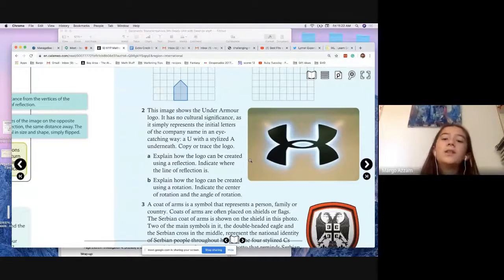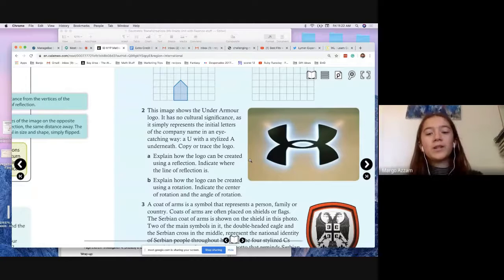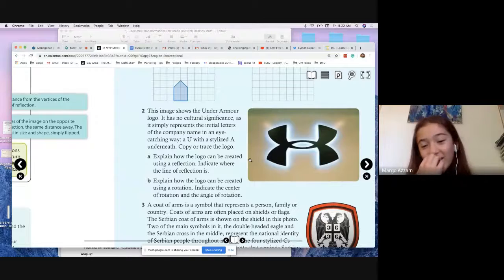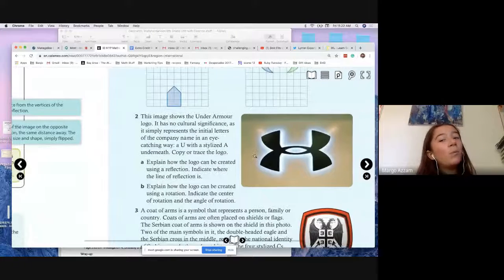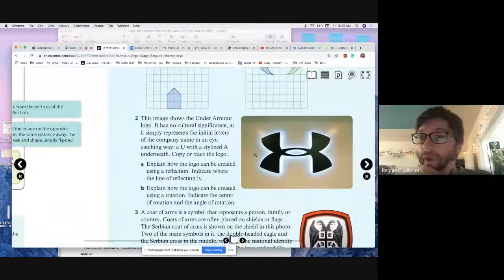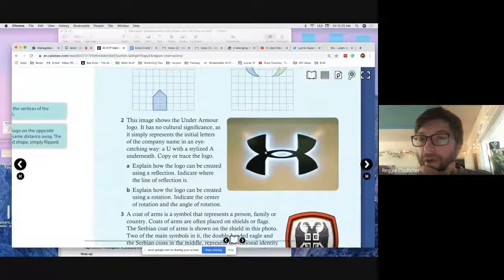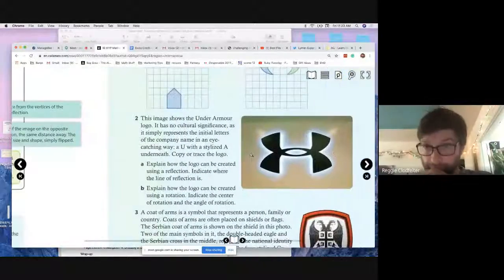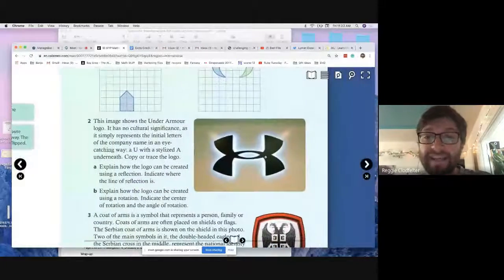Well, you take the top U and then you reflect it to be on the bottom. Mhm. The line of reflection is in the middle of the U. Would it go in between here? Yeah. It would. Right? And that's key.